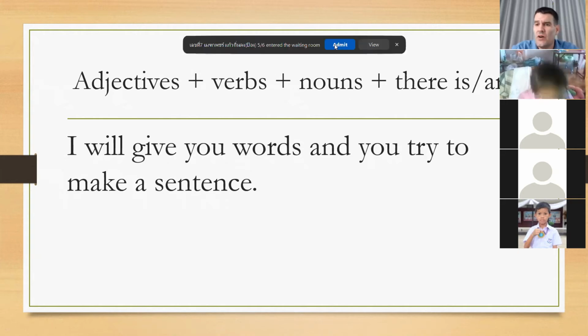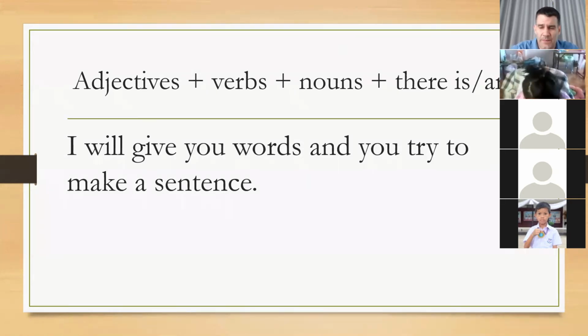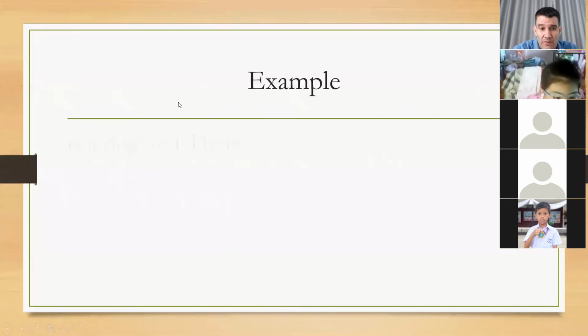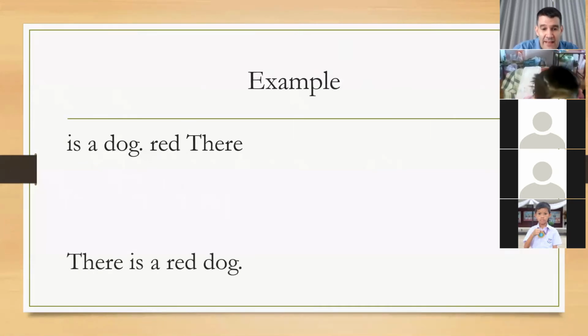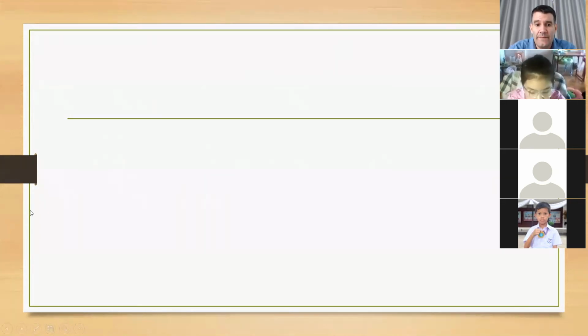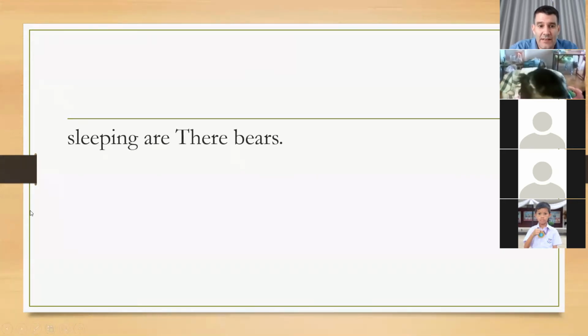So the words will not be in correct order. I will show you the first one as an example. So example, is a dog red there? This is not correct. You would have to change it to there is a red dog. Okay? So I will give you the words, but they will not be in the correct order. And you have to try to write them in correct order. Okay? So first one, sleeping are there bears?